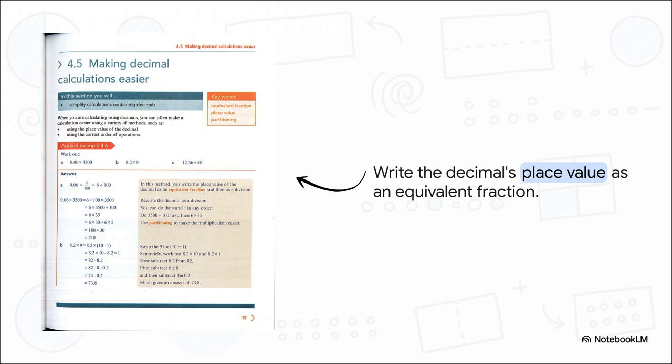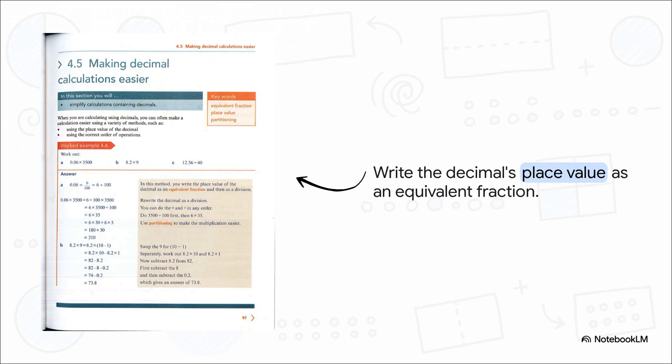Let's take 0.06 times 3,500. Instead of doing long multiplication, just write the decimal as a fraction, 6 over 100. Then, rewrite the whole thing as a division problem, 6 divided by 100 times 3,500. And because you can do this in any order, divide 3,500 by 100 first. That instantly gives you 35. So now you just have 6 times 35. You can partition that into 6 times 30, which is 180, and 6 times 5, which is 30. Add those up for a super easy 210.